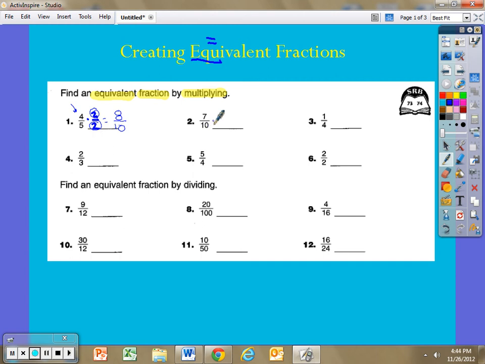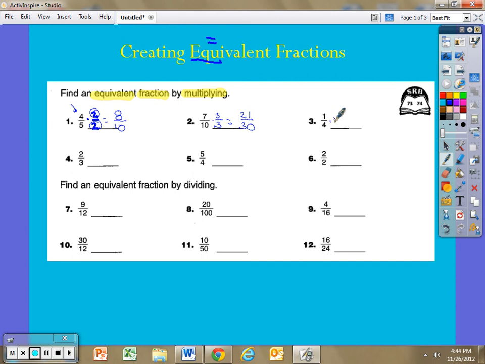I'm going to again pick any number I want. Let's this time pick a 3. Notice I'm not picking 1 because that would give me the exact same fraction. So 7 times 3 is 21, and 3 times 10 is 30. This will help us too when we multiply fractions. Notice I'm multiplying numerator times numerator, denominator times denominator. 21/30. Again, if I were to simplify this, or reduce this to simplest terms, I would divide both by 3. I'd again get 7/10.